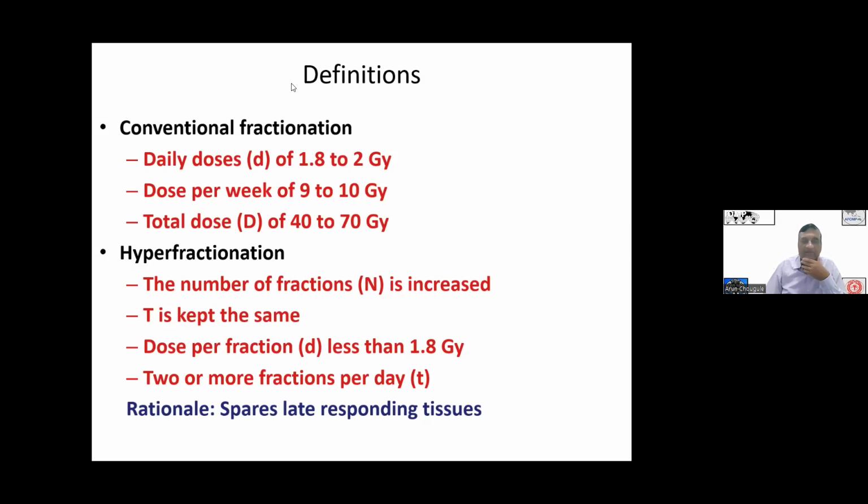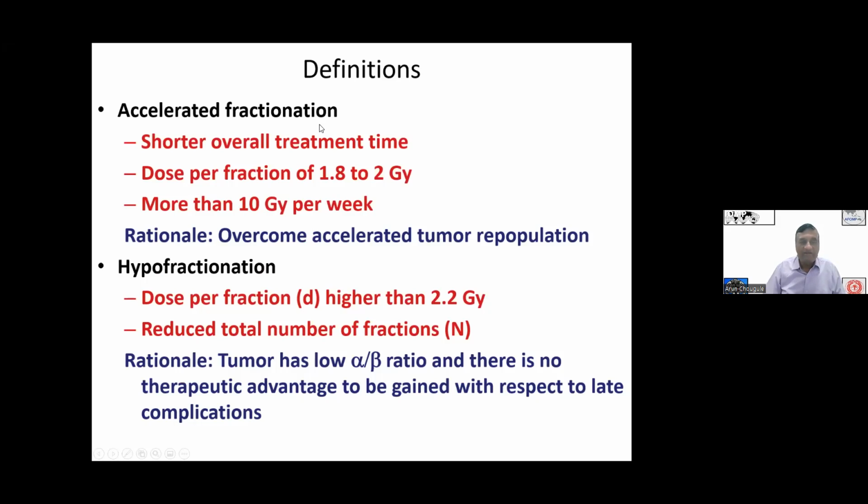So depending upon this, various fractionation schedules are practiced. Conventional fractionation is a daily dose of 1.8 to 2 gray, 9 to 10 gray per week, total 40 to 70. Hyperfractionation means more fractions in a day, with the total treatment time kept the same; the dose is less than 1.8, and 2 or more than 2 fractions are given in a day. Sparing late responding tissue is the biological basis. Accelerated fractionation has a shorter overall treatment time, 1.8 to 2 gray per fraction, with more than 10 gray per week given.